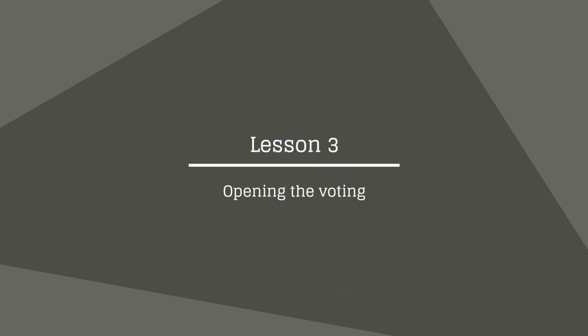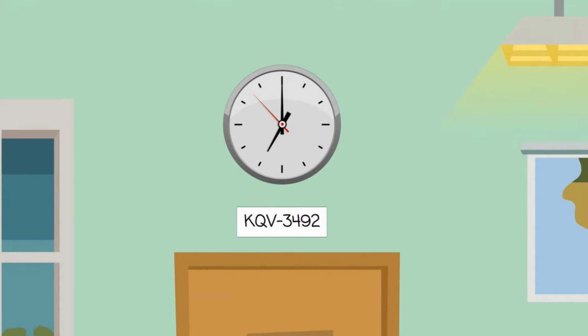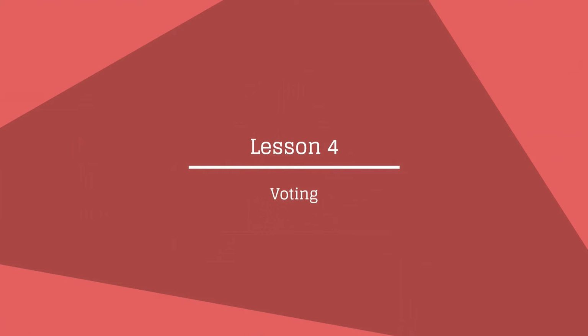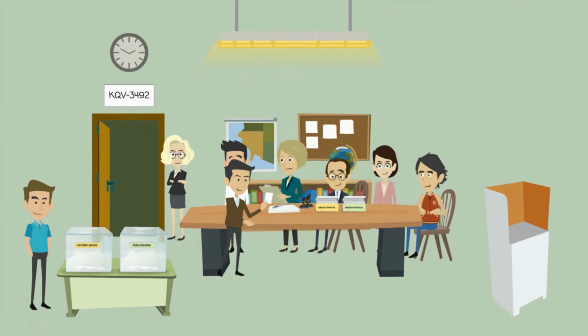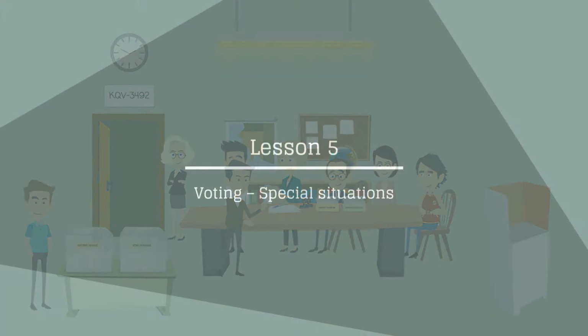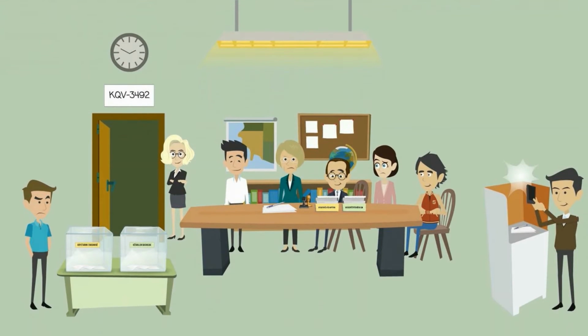Lesson 3, opening the voting. It's just what it sounds like, how an electoral commission prepares for and officially kicks off the voting on Election Day. Lesson 4, voting. Here we'll provide an overview of standard voting procedures on Election Day. Lesson 5, voting, special situations. We'll present some special situations and how the voting center acts in those cases.